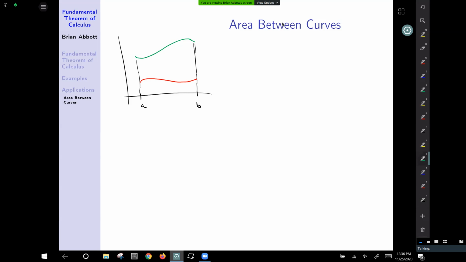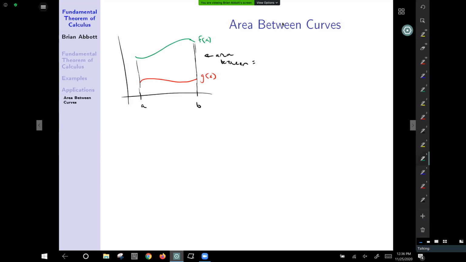So let's give these some names. Let's call the top one f of x, and the bottom one g of x. Don't overthink it. Okay, top one's f of x, bottom one's g of x. So we're after not the entire area, but the area between. And so what is this area?